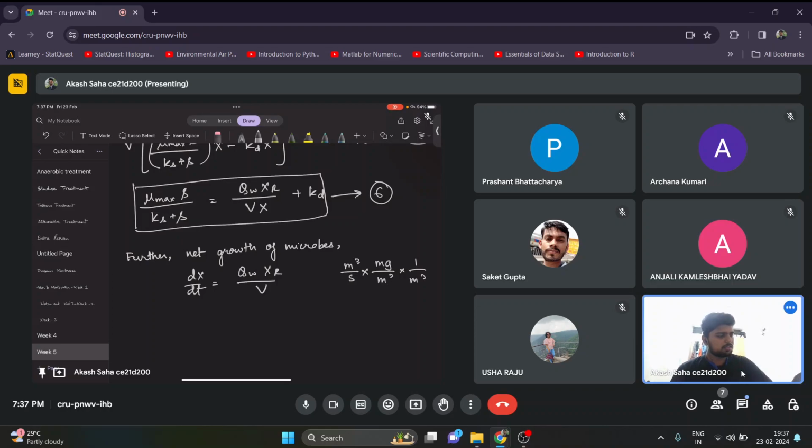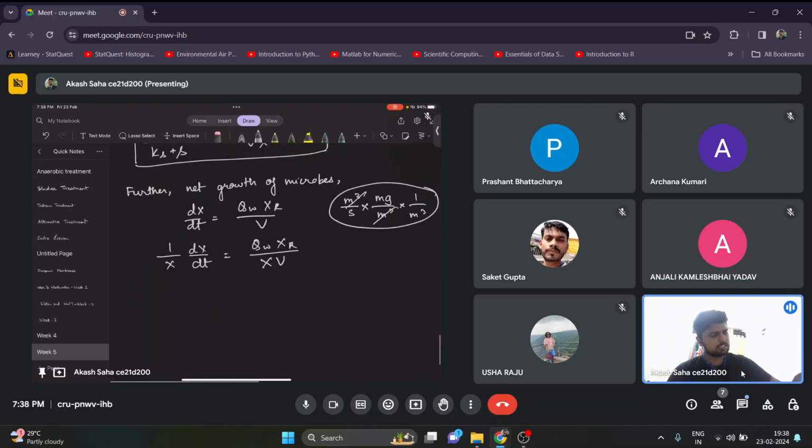Okay, so we are getting dx by dt. So this term is also equal to my dx by dt. So my dx by dt can also be written as Qw into Xr by V. Okay, so I will divide by 1 by x on both sides. So 1 by x dx by dt will be equal to Qw Xr by XV. Just dividing by x on both sides.